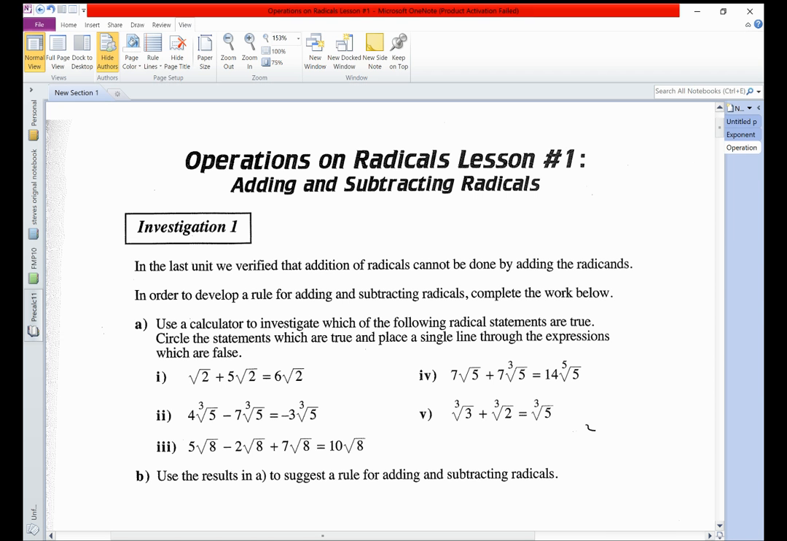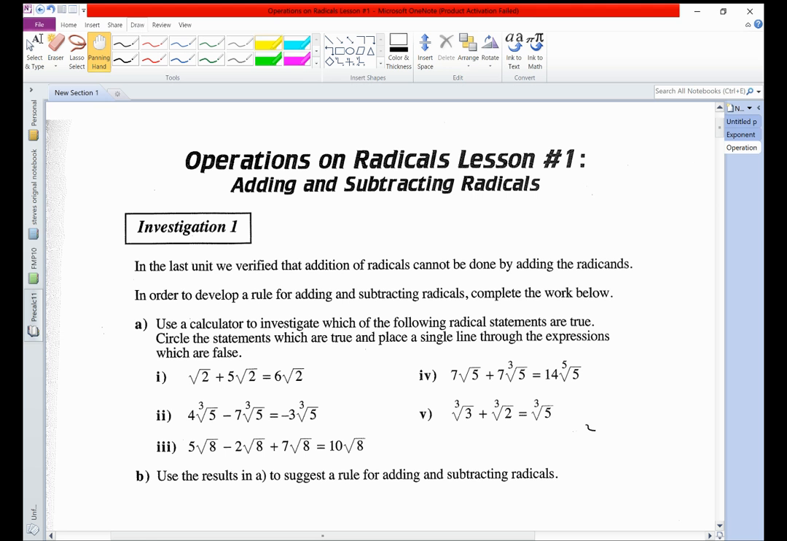We're going to continue our second unit with radicals, which is awesome because you are hopefully now familiar with them, and we're going to start looking at doing some operations on them. So in Lesson 1, we are going to start with adding and subtracting radicals.